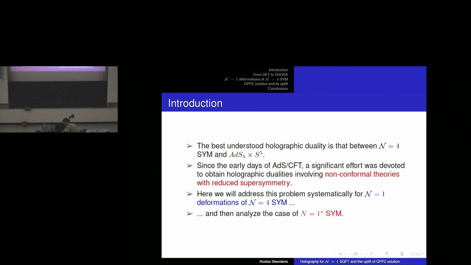Already from '98, there was significant effort devoted to obtaining dualities with less supersymmetry and without conformal symmetry. So what I will do today is revisit this old problem, and discuss how to systematically understand all N=1 deformations of N=4 Yang-Mills that can be studied holographically. And then at the very end, I will focus on the simplest such example, the so-called N=1* Yang-Mills theory, and see what we can learn from what happened between '98 and today.